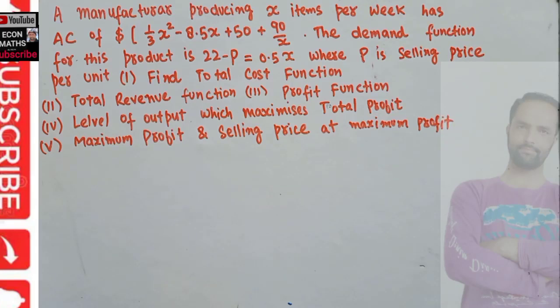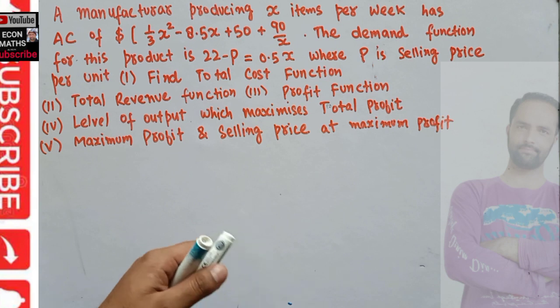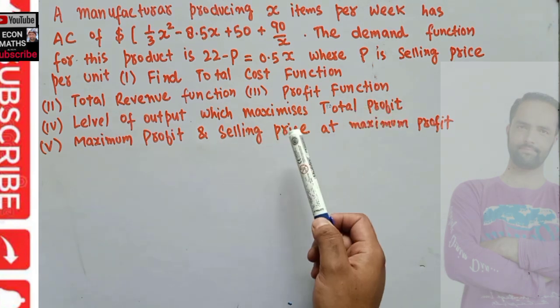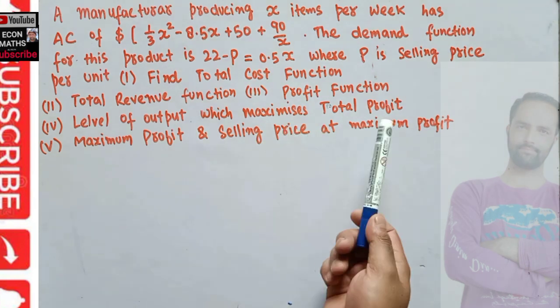In this video, we will solve a problem on how to derive the profit function, total revenue function, the level of output which maximizes total profit, and the selling price at maximum profit. This question I got from the Facebook.